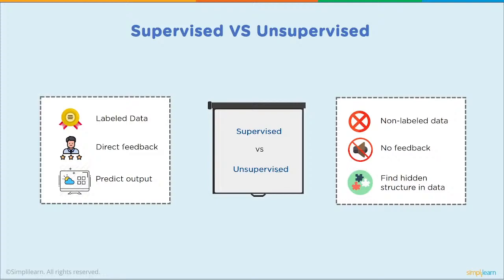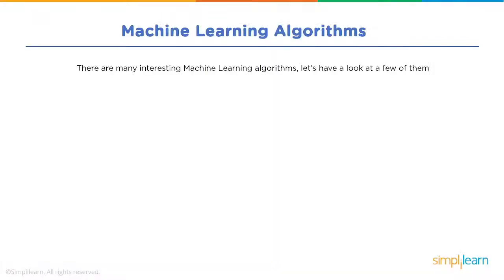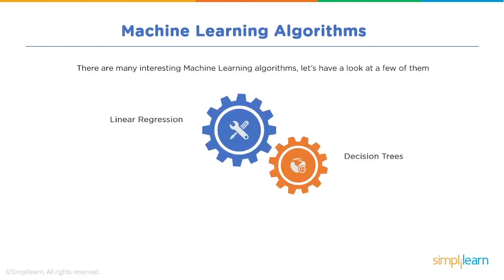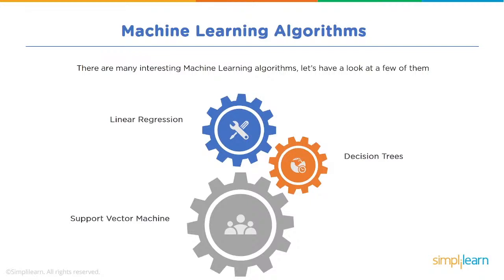So you can see how they go back and forth, and you can start connecting all these different tools together to make a bigger picture. There are many interesting machine learning algorithms. Let's have a look at a few of them. Hopefully this gives you a little flavor of what's out there. And these are some of the most important ones that are currently being used. We'll take a look at linear regression, decision tree, and the support vector machine.